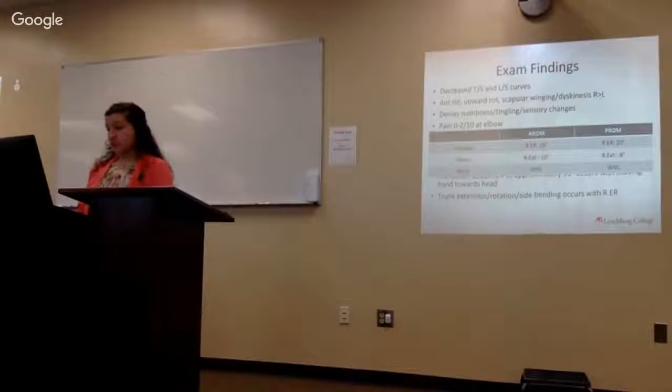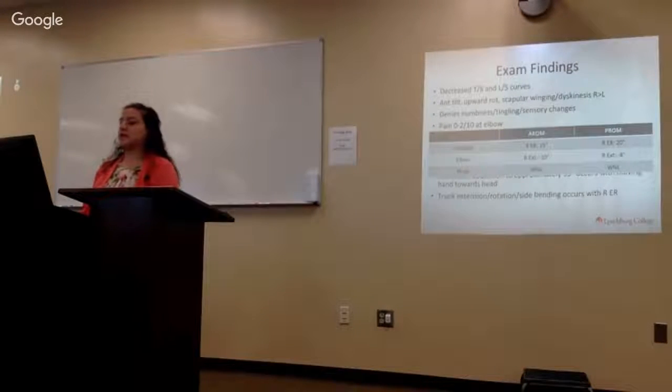And this was during excessive use of her right arm or at extreme end ranges. And so her range of motion, she was within normal limits at her shoulder on both sides, except for her right external rotation. So she was able to achieve 15 degrees actively and about 20 degrees passively. She had full elbow flexion on both sides and was lacking about 10 degrees actively and about 8 degrees passively on the right. Wrist motion was within normal limits on both sides.